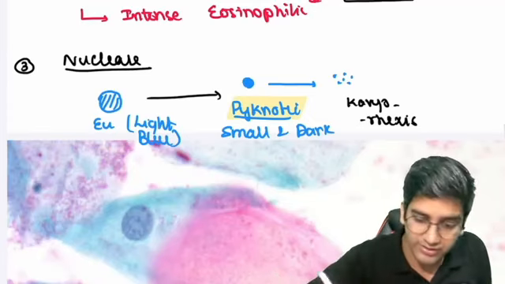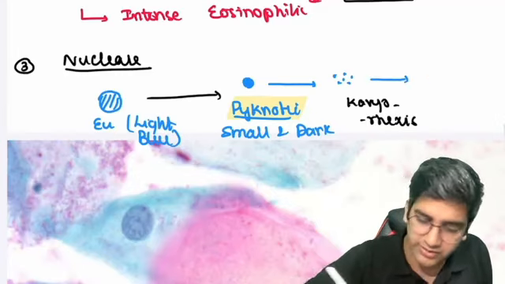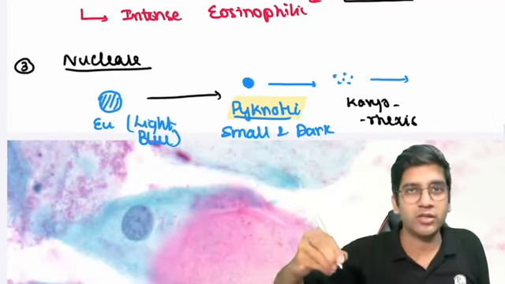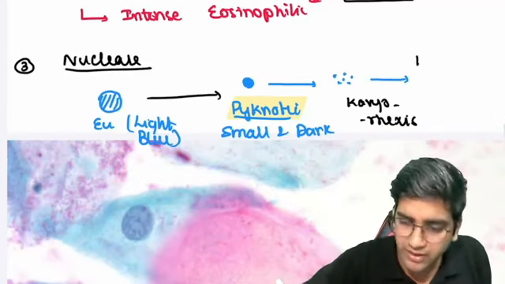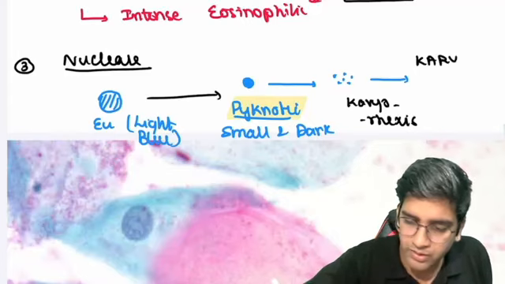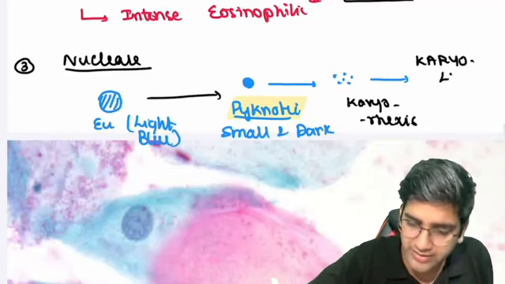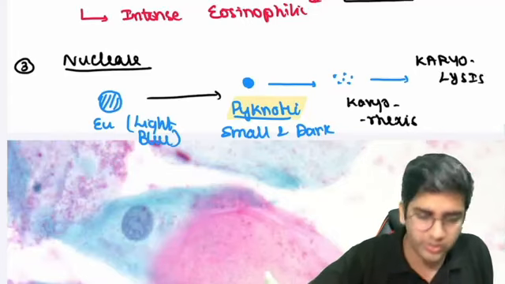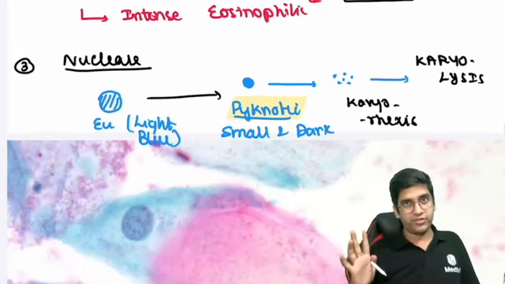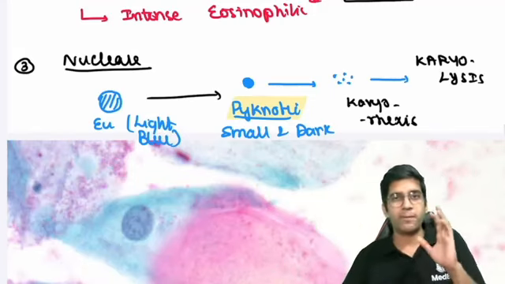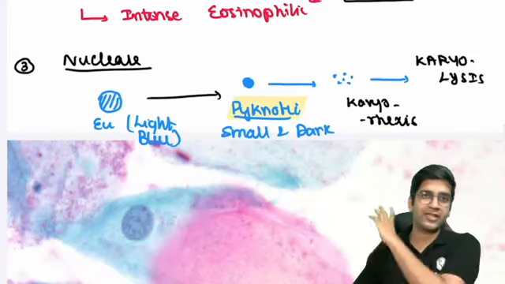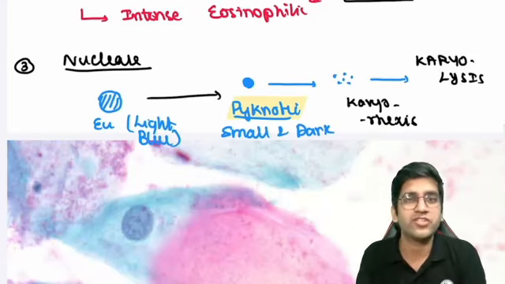The final one here is that it'll be completely gone. Everything will be disappearing. I call that karyolysis. It's completely gone, karyolysis. There are three nuclear changes. You must have known this for sure. Pycnosis, karyorrhexis, karyolysis.